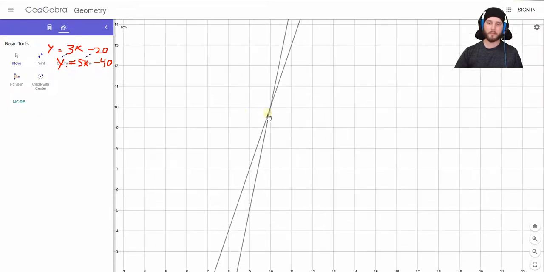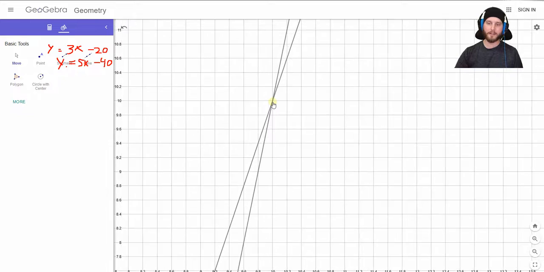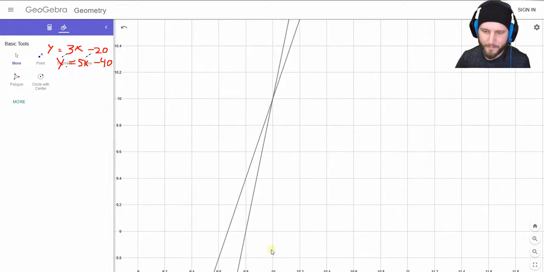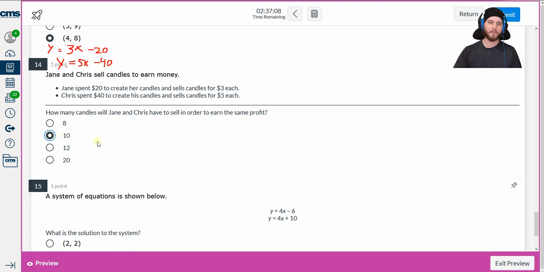Let's see. So how many of each candle do they need to sell? It looks like it's going to cross at coordinate 10, 10 for this one. So my answer is going to be they need to sell 10 candles each, and they will each be earning $10 at that point. That's going to be number 14.